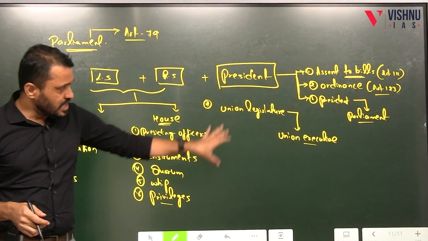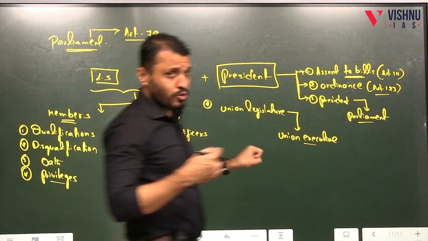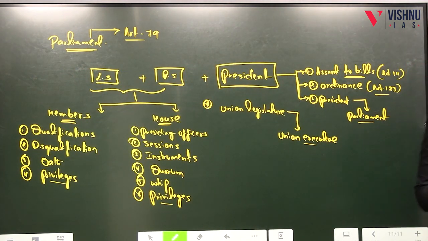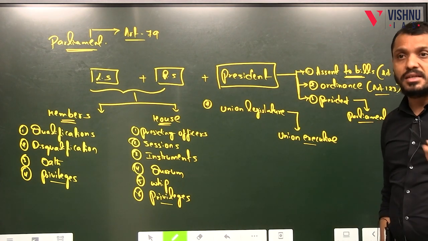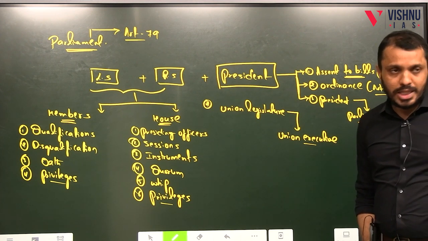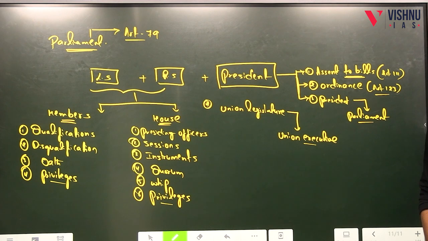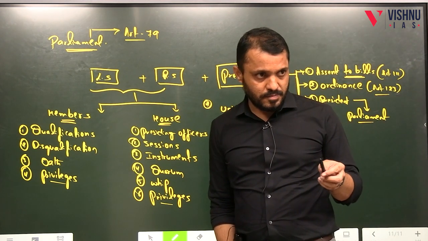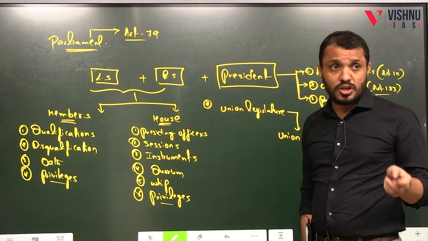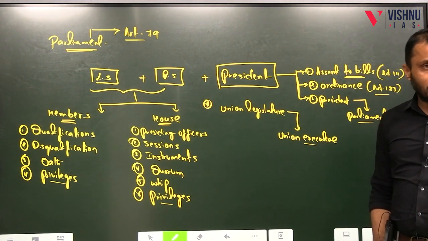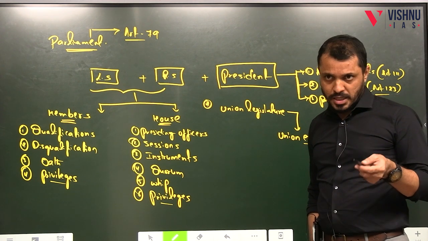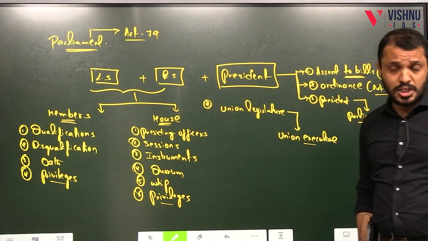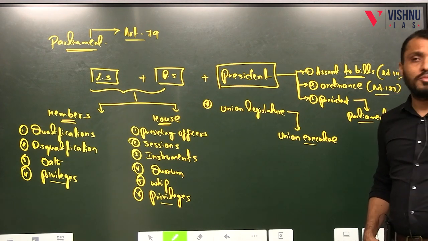That we will discuss. So this is the summary of what you are going to learn in the future classes: members, their qualification, disqualification, who will administer their oath, and if members' rights are violated, who will take action. What special rights do MPs enjoy? Then we'll discuss the house together. Who will regulate the house? The presiding officer. Then the privileges enjoyed by the house. If someone is not following the house rules, a whip will be issued. Then a certain number of members has to be present, known as quorum. And the house will be assembled in different sessions.